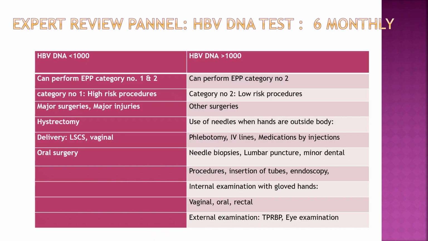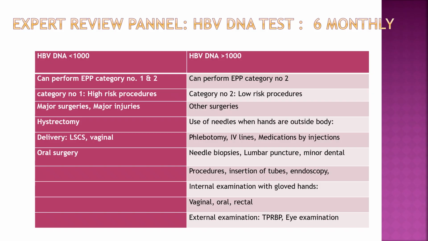In this chart we will see the viral load, that is hepatitis B virus DNA, if it is less than 1000 and if it is more than 1000, what is to be done. If the hepatitis B virus DNA is less than 1000, the healthcare worker can perform exposure prone procedures category 1 and 2. Now we will see what category 1 is. In category 1, these are the high risk procedures: major surgeries, major injuries like hysterectomy, delivery, LSCS, vaginal delivery, oral surgery can be performed.